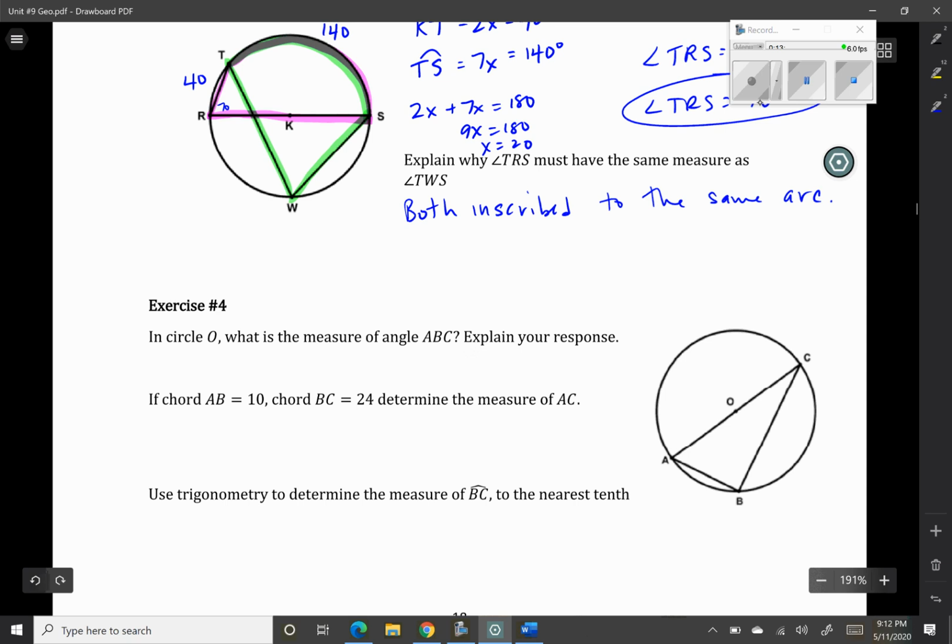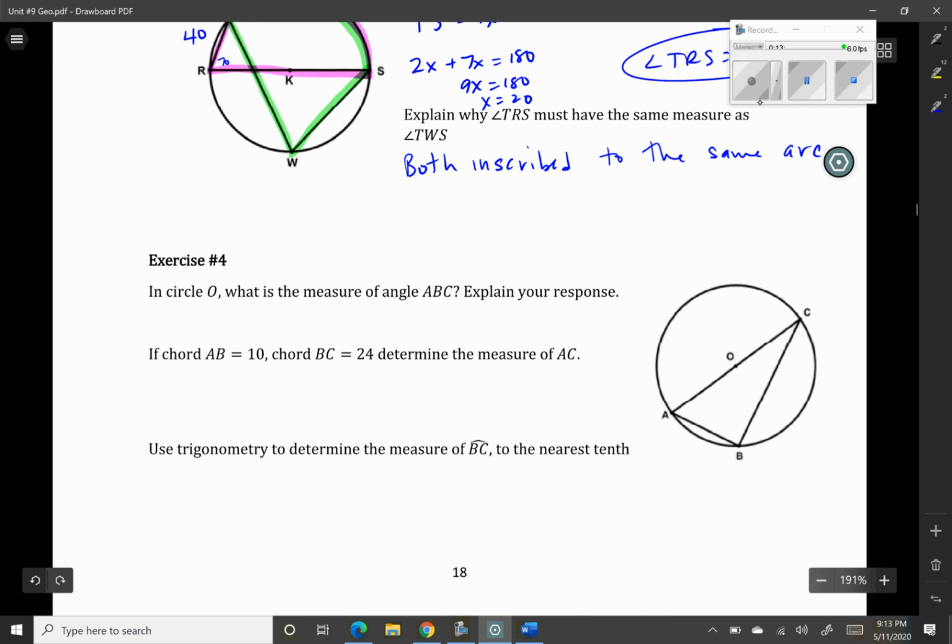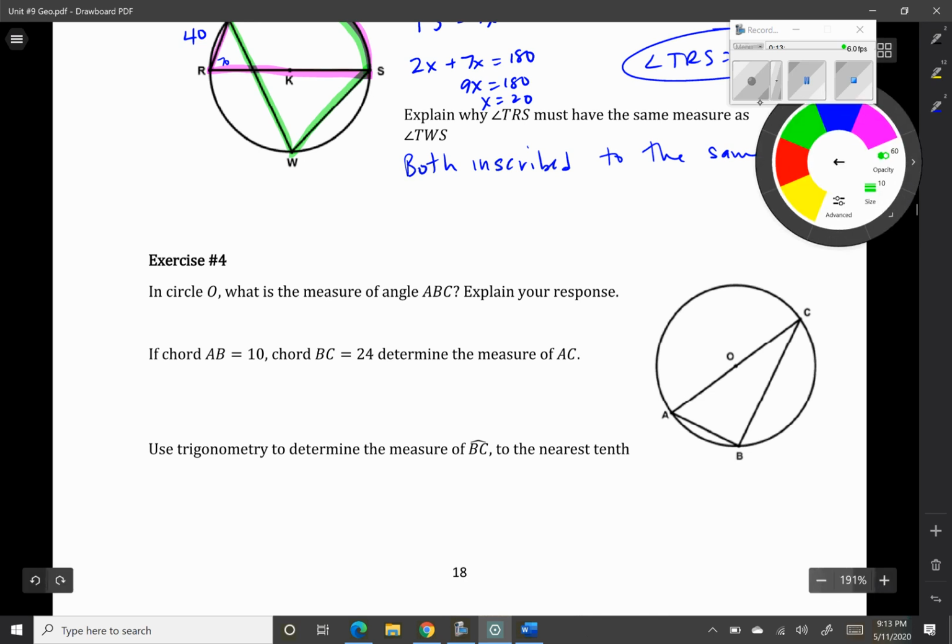All right, let's take a look at the next one. So it says in circle O, what is the measure of angle ABC? Explain your response. So whenever we're asked what kind of measurement an angle is, you have to think, what kind of angle is it? So ABC is this angle. Notice the vertex is on the circle, therefore it's inscribed.